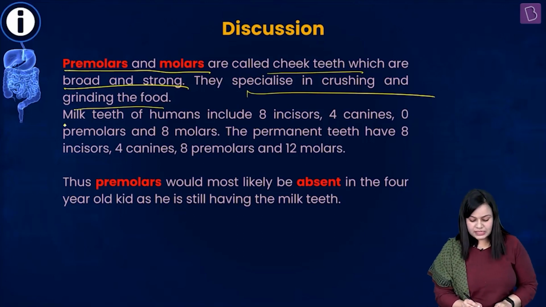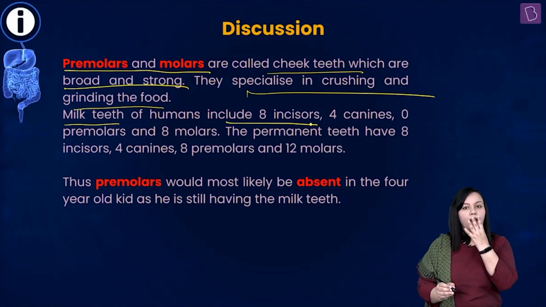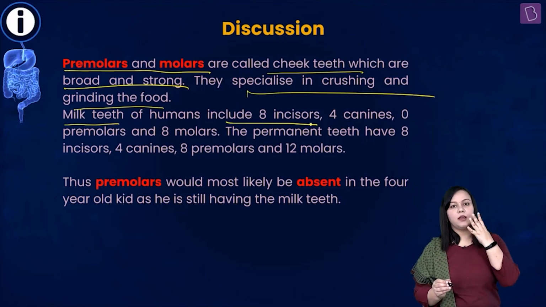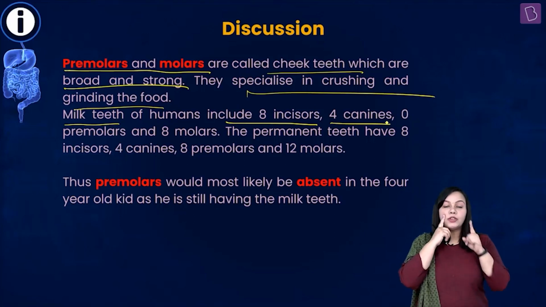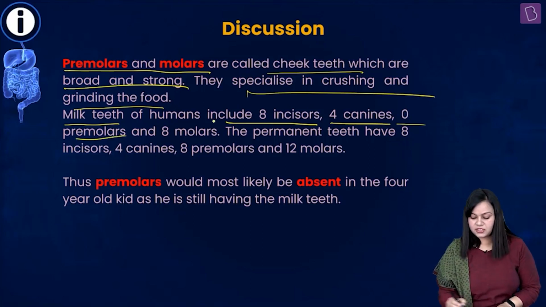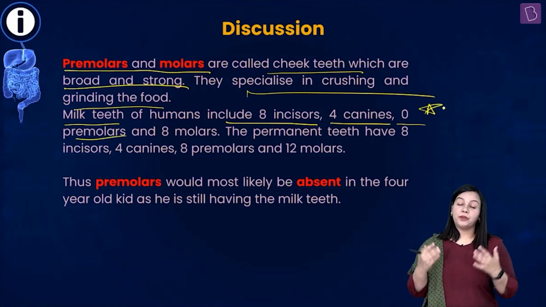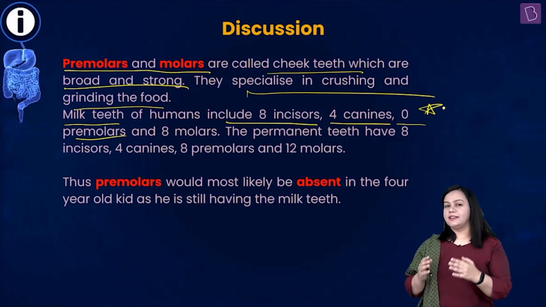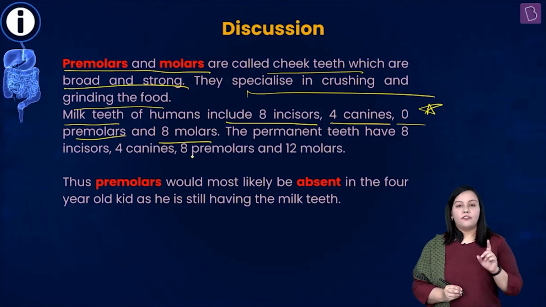When you talk about milk teeth of humans, it includes 8 incisors, that is 4 in the upper jaw and 4 in the lower jaw, 4 canines, that is 2 in the upper jaw and 2 in the lower jaw, 0 premolars. This is the star mark point here, very, very important, because I told you premolars are completely and entirely absent in the set of milk teeth. And 8 molars. Fine.